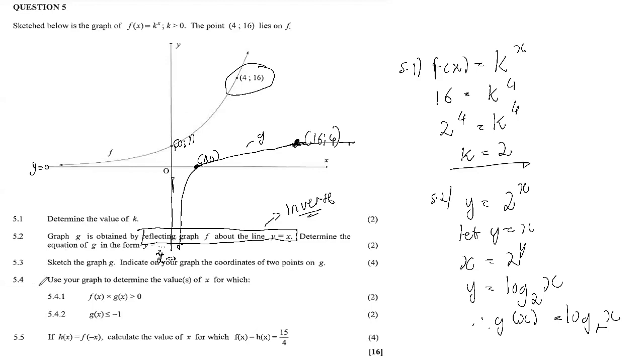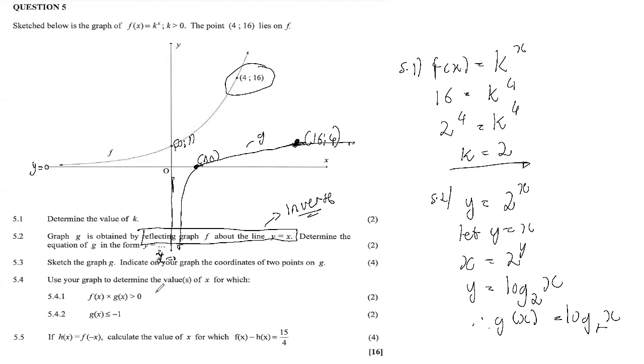Now, 5.4 is saying use your graph to determine the values of x for which f of x times g of x is greater than 0. Now, in order to successfully answer these questions, you need to know how to interpret these questions here. Now, f of x times g of x is greater than 0. That's just mathematical language. But then how do we change that to a language in which we can understand?